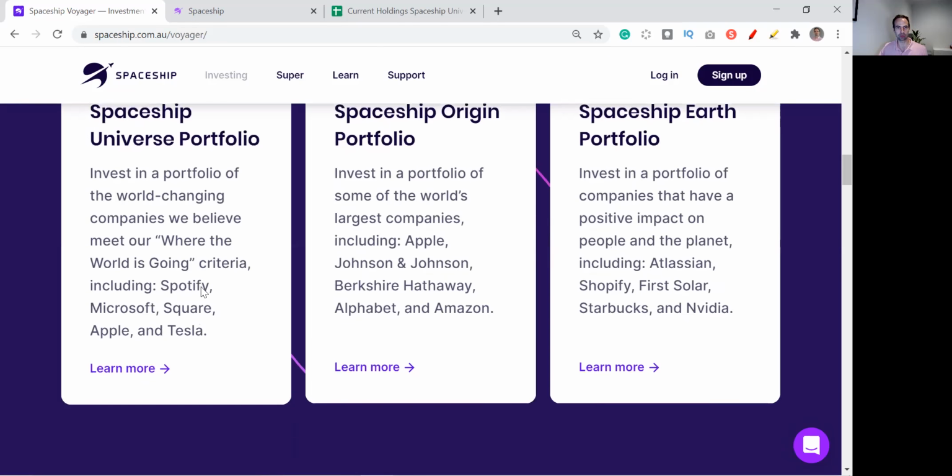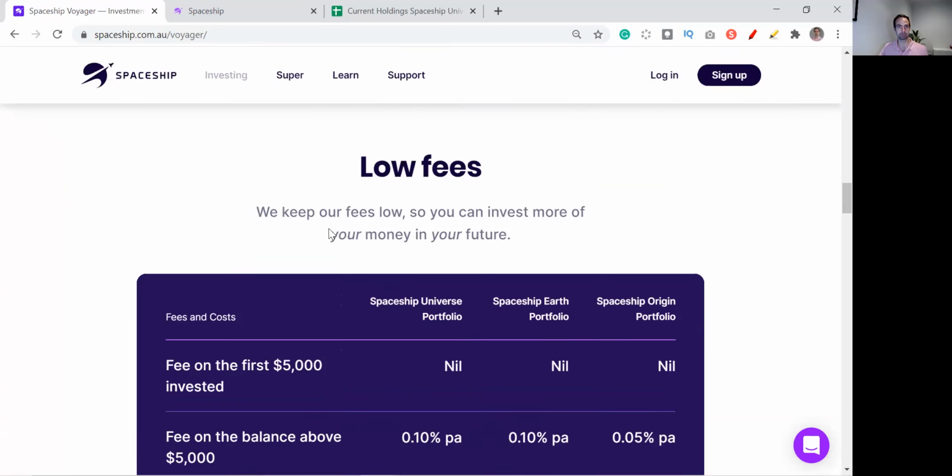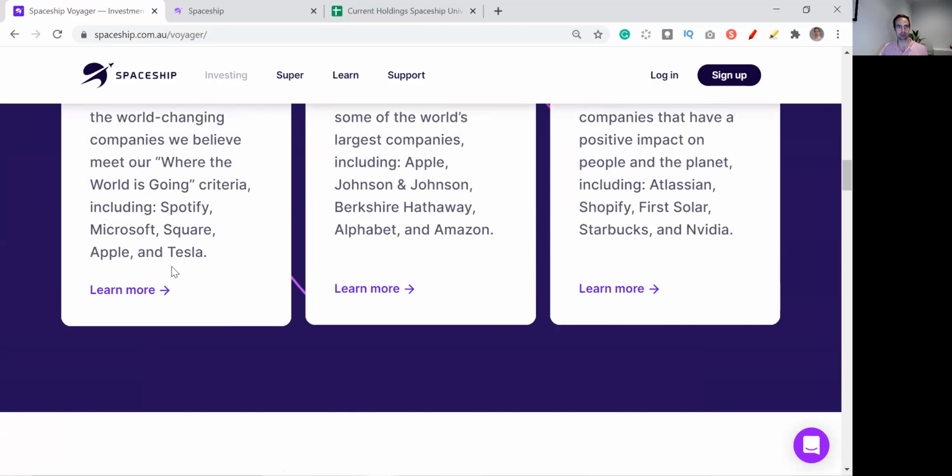You can scroll further down to get more information on how much you need to pay when you invest. It's actually really low fee. For example, below 5,000 Australian dollars, the product is entirely free. So it's great for when you want to start out with investing. And let's go into the details.